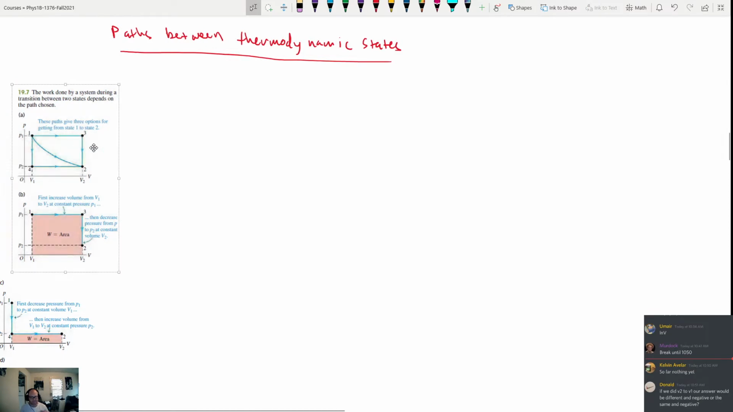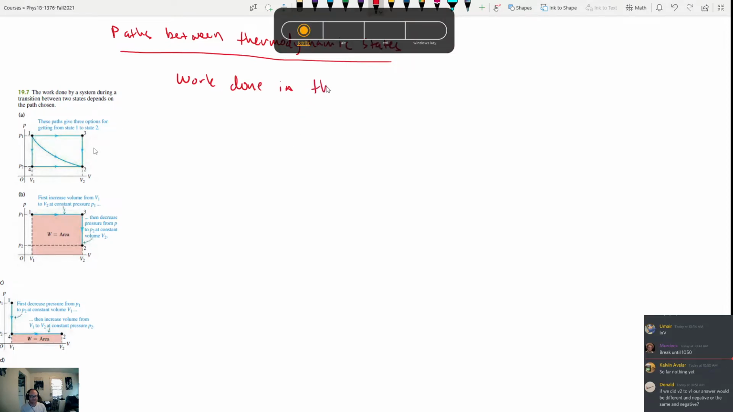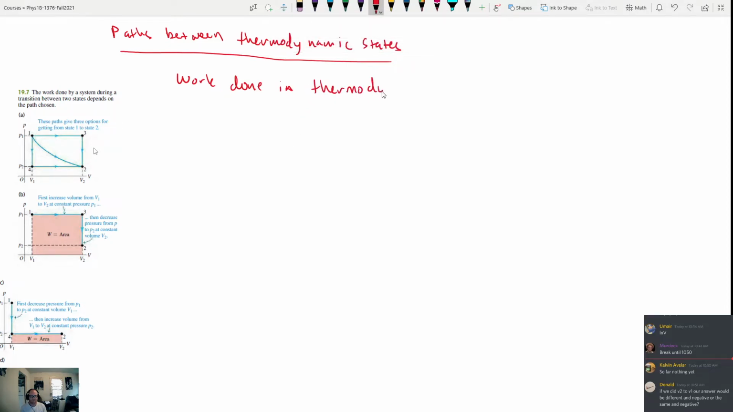All right, so paths between thermodynamic states. So let's talk first about the work done in thermodynamic processes. I keep using this word thermodynamic. I hope it's not confusing you too much. It just means heat in motion, pretty much. I don't know if that's exactly what it means, but it means changes in systems due to changes in thermo, which could be heat, temperature, things like this. All right, so work done in thermodynamic processes.